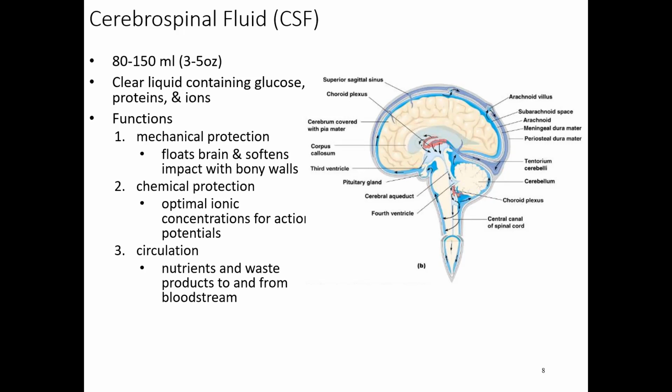We also make sure that we have more than adequate amounts of sodium and potassium to maintain the resting membrane potential of all the neurons in the central nervous system, so that we stay at minus 70 millivolts, so we can depolarize or hyperpolarize as we need. And of course, we use the cerebrospinal fluid to get nutrients from the blood vessels to the actual cells of the neuron, and to get waste products from the neurons back to the blood vessels.